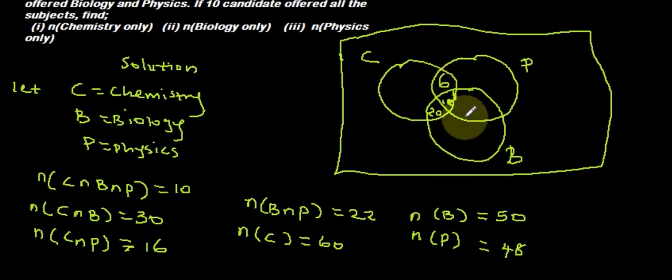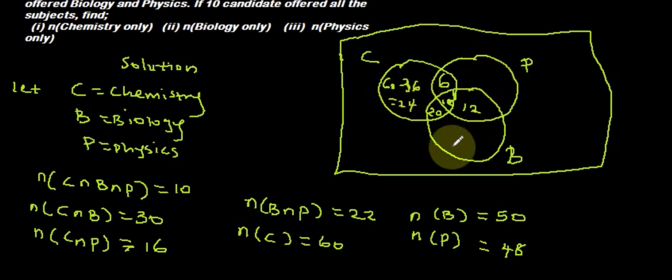Then we have biology and physics, which is P and B, 22. You do 22 minus 10 to give you 12. In this case, you don't even have to write. Now you go to each of the subjects. Number of people offering chemistry only: you do 60 minus, you do 6 plus 10 plus 20. So 20 plus 10 is 30, 30 plus 6 is 36. You do 60 minus 36, which will give us 24.